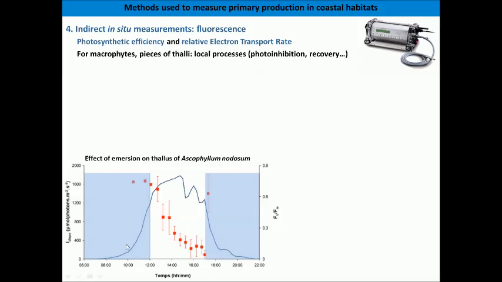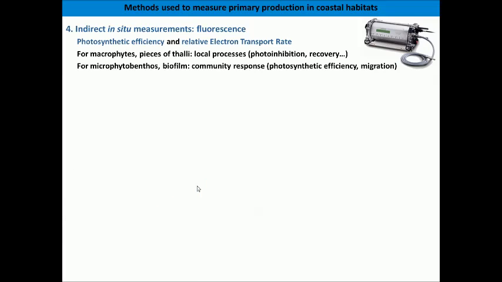The blue areas show high tide, whereas this is low tide. The blue line shows the amount of light, and the red squares are the photosynthetic efficiency measured at different points in time, which show how the effect of photoinhibition affects the individual, and then there is immediate recovery as soon as water comes back. For Microphytobenthos, you do have access to the whole community, and you can then understand processes like photosynthetic efficiency or migration. You still have a few problems with this method.